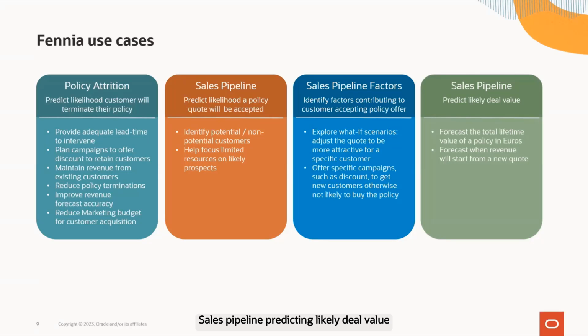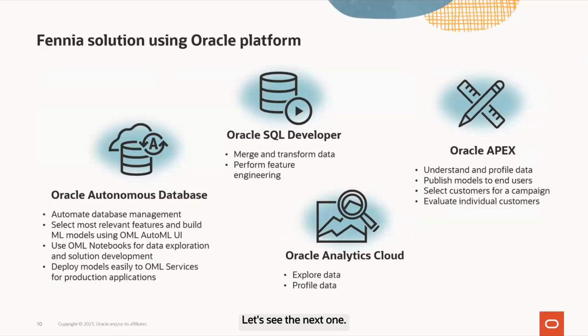Sales pipeline predicting likely deal value is similar to the first sales pipeline, but this one is about the money. So forecasting the total lifetime value of a policy in euros, or forecasting the revenue. When will you get the money finally from this new quote? So what is the expected timeline for that? Let's see the next one.